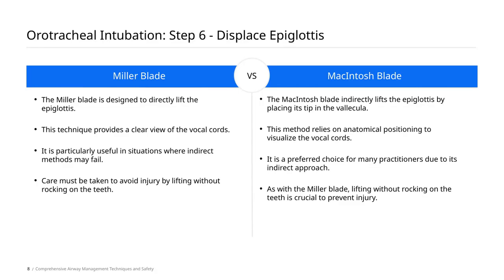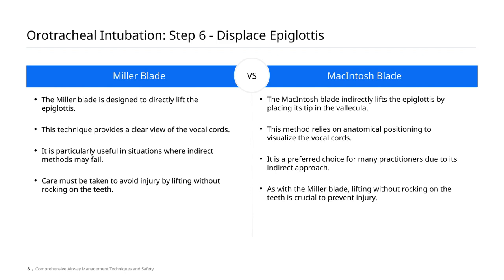Now, let's move on to step 6 of orotracheal intubation, which is displacing the epiglottis. Here, we're focusing on the Macintosh blade. This blade works by indirectly lifting the epiglottis, meaning that the tip of the blade is placed into the vallecula, that space between the tongue and the epiglottis. By positioning the blade there, it leverages the anatomy to help us visualize the vocal cords more easily.